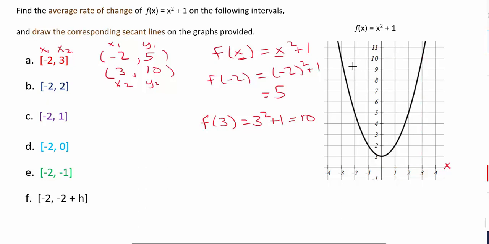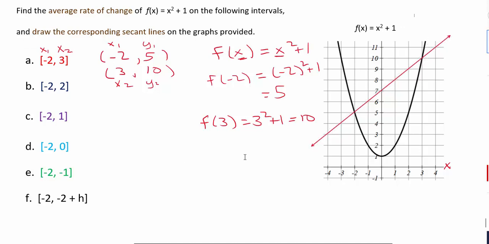Now I need to draw the secant line that passes through those 2 points. So I will go to -2, 5, and that will be one of my points on my line. And then as a second point, I need to make sure my line passes through 3, 10. And I am trying to color code this, so you see that the interval I colored red, and I'm drawing the secant line in red.